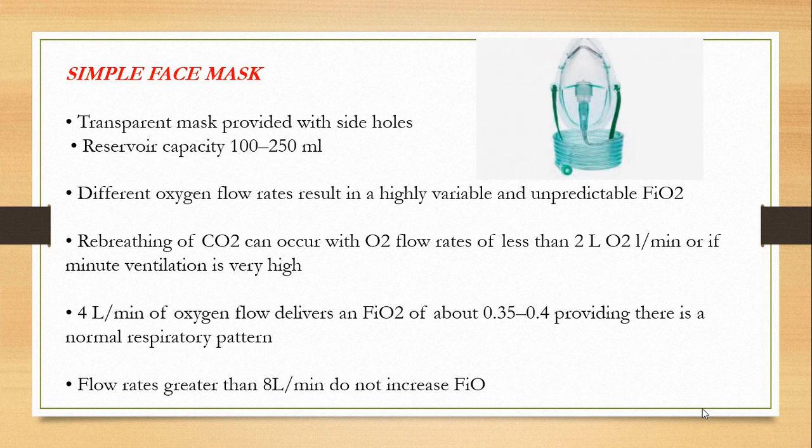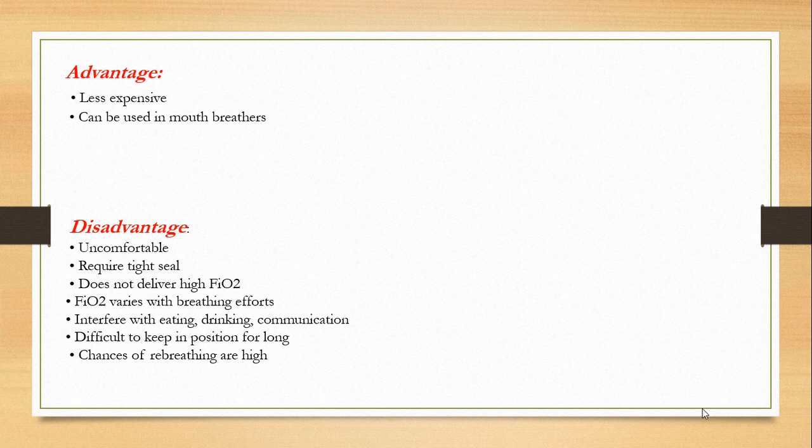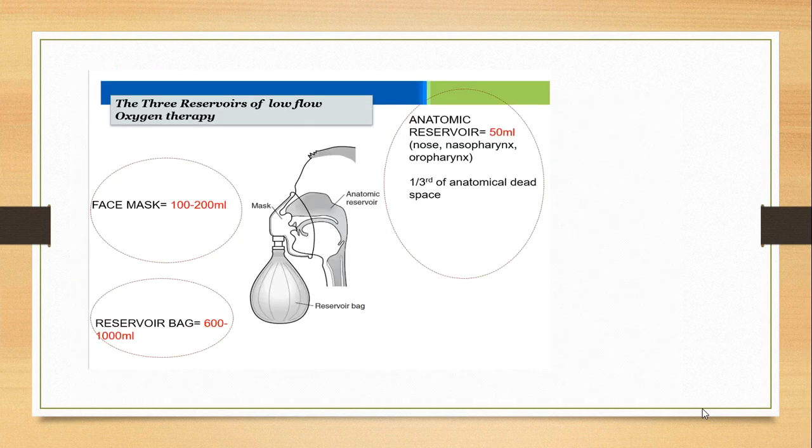About 4 liters per minute of oxygen flow is required to maintain an FiO2 of 0.35 to 0.4 and to maintain an optimal oxygen delivery to the patients. Flow rates greater than 8 liters per minute are usually ineffective. The advantage is again it is very easily available, less expensive, and can be used in mouth breathers also. The disadvantage is some patients can experience claustrophobia, it is difficult when the patient is eating or drinking, it cannot really deliver very high FiO2s, and at low flows it can cause retention of CO2.